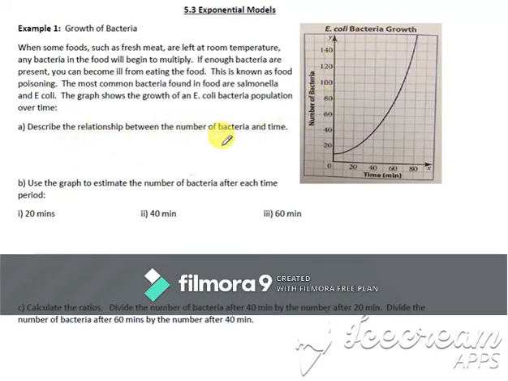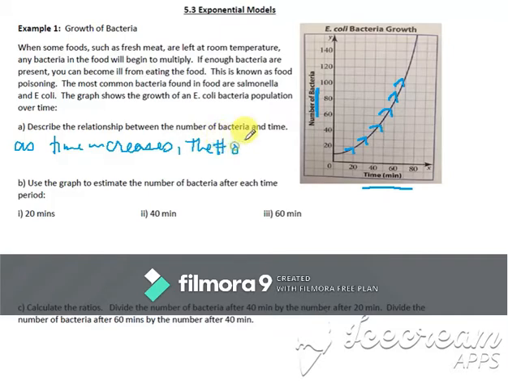Describe the relationship between the number of bacteria and time. So if we take a look, what's time? Time is going to be on our x-axis, and number of bacteria is going to be on our y-axis. And we always read graphs going to the right. So if we read the graph going this way, we can say that as time increases, the number of bacteria increases. I'm actually just going to put that upward arrow.